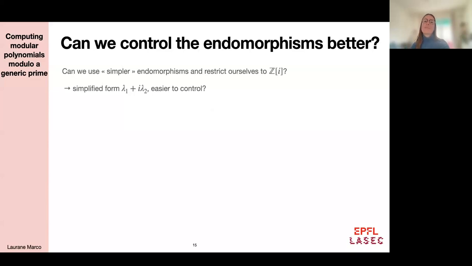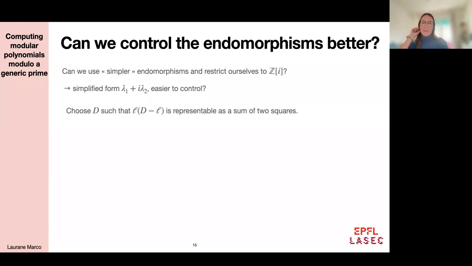So then we're like, okay, what if we use endomorphisms that are a bit nicer to deal with, then we restrict ourselves to Z[i]. And if we have an endomorphism of the form lambda 1 plus i lambda 2, is it easier to control? And maybe people watching already know the answer, but it took us slightly too long to realize.